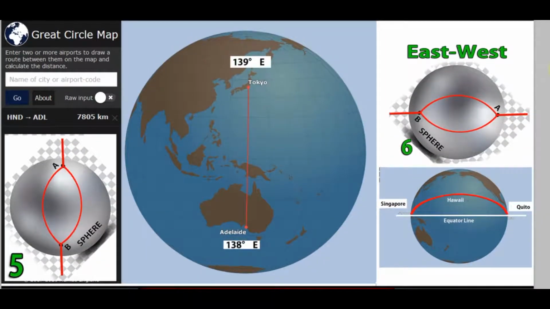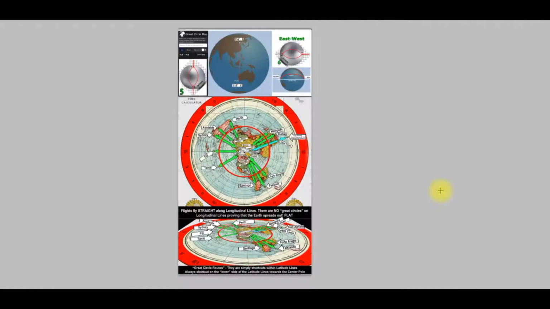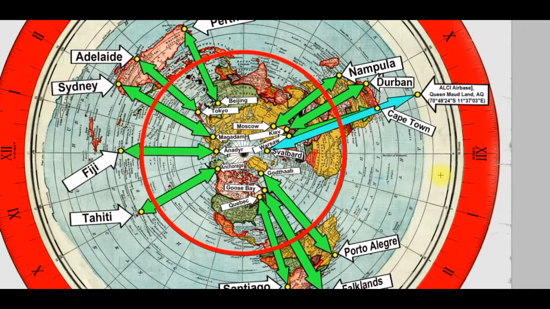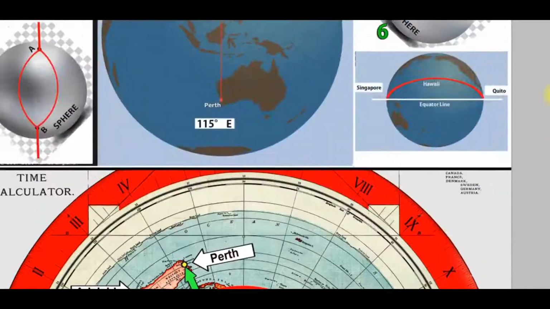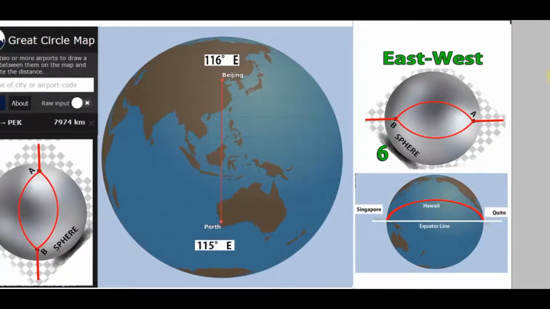Let's move on to number 2. I decided to include this flight out of a comment. The lady was telling me she flew from Perth to Shanghai. Here is another flight from Perth to Beijing, 116 east. Perth 115 east, pretty straight, going from north to south. Where is the Great Circle here? It won't happen. It doesn't happen.